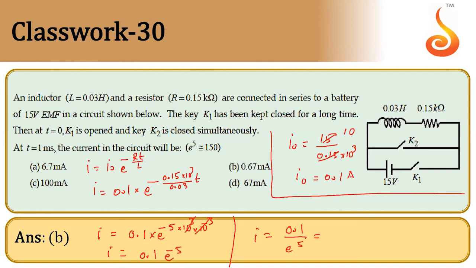So e to the power of 5 is 150, as given in the question. 0.1 divided by 150 is approximately 0.67 milliampere.